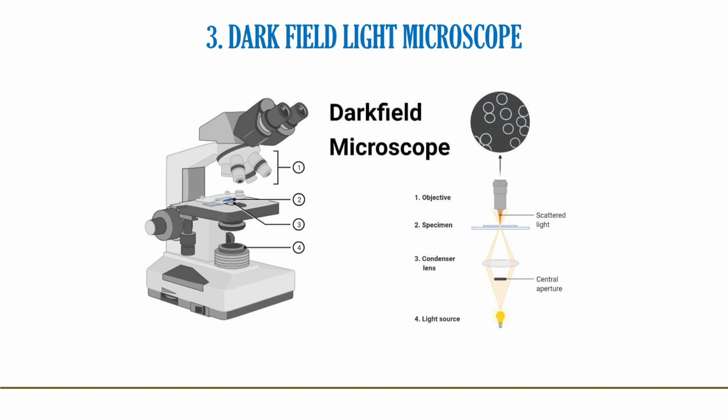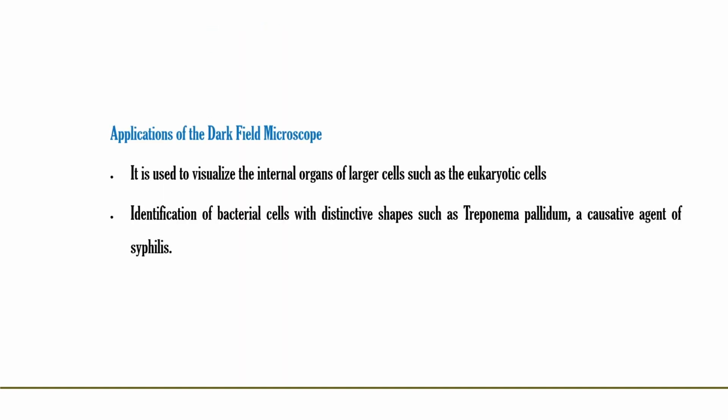This makes the surrounding field of the specimen appear black, while the specimen will appear illuminated. This is enabled by the dark background, thus the name dark field microscopy. Applications of the dark field microscope. It is used to visualize the internal organs of larger cells, such as the eukaryotic cells. Identification of bacterial cells with distinctive shapes, such as Treponema pallidum, a causative agent of syphilis.